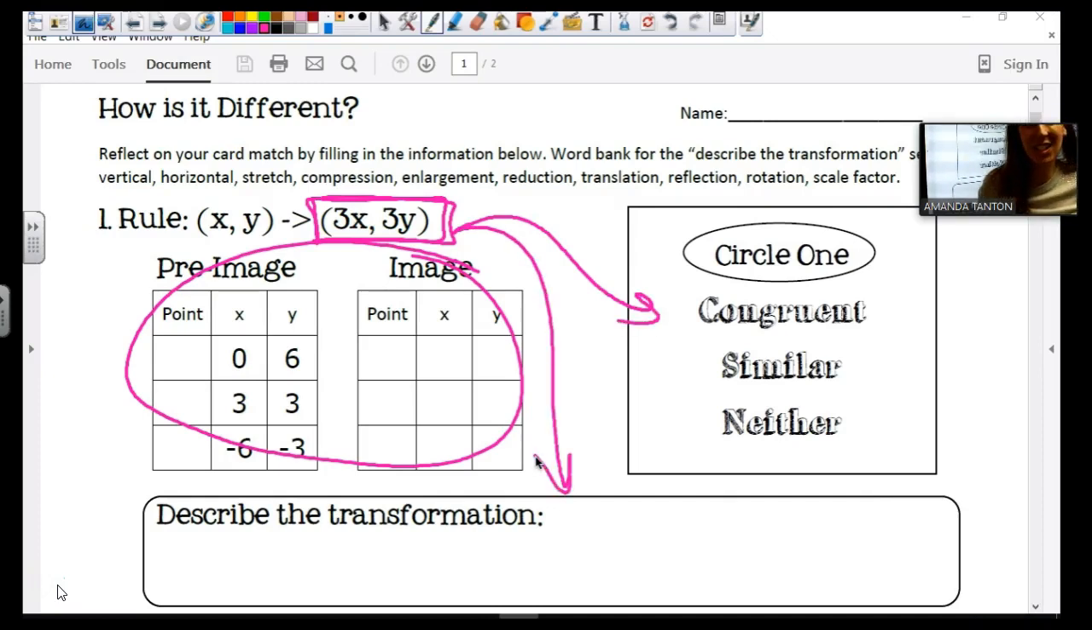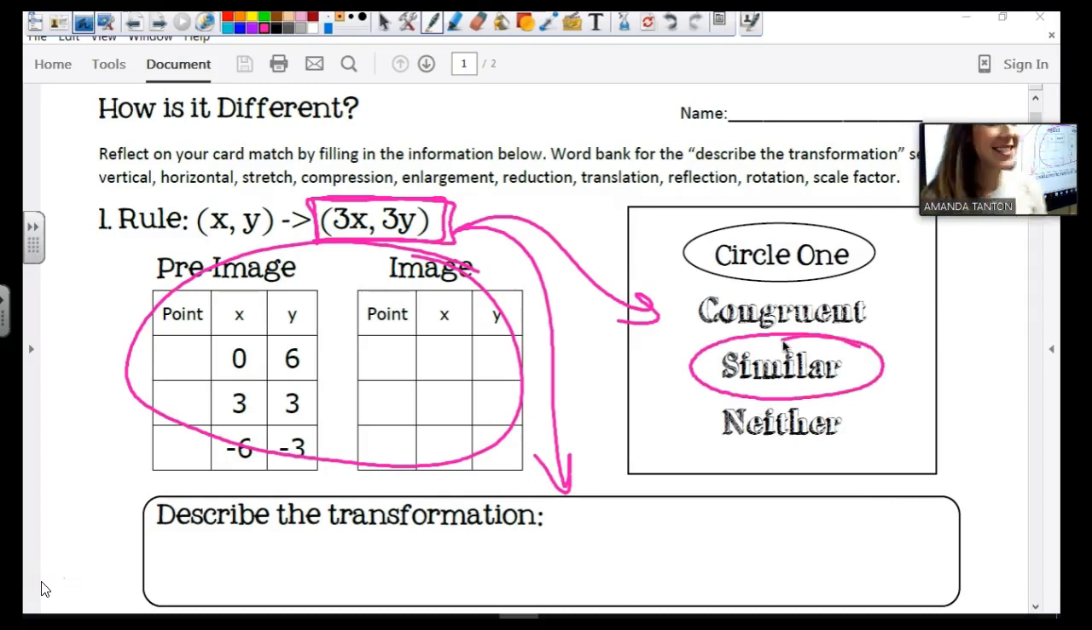All right, so let's look at number 1. If a figure was transformed with the rule (3x, 3y), are the pre-image and the image congruent, similar, or neither? Y'all can yell it out. Similar, very good. Let's describe the transformation. What was the transformation to start with? Was it a translation, a rotation? What was it? It was a dilation, so you write that first.